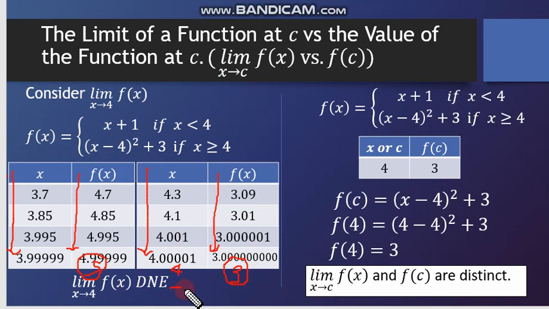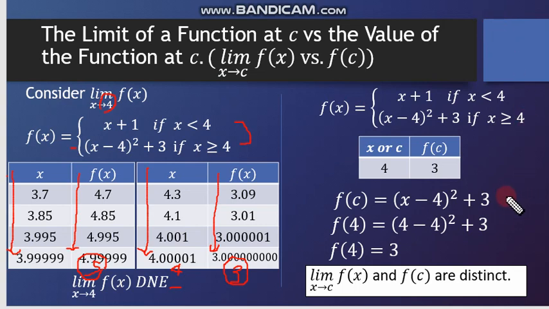Now, we knew the limit is DNE, but how about f of c? The c here is equal to 4. So f of c, or f of 4. According to our function, we will use the second equation if x is greater than or equal to 4. Since our c is equal to 4, we will use the second equation, which is the quantity x minus 4 squared plus 3.